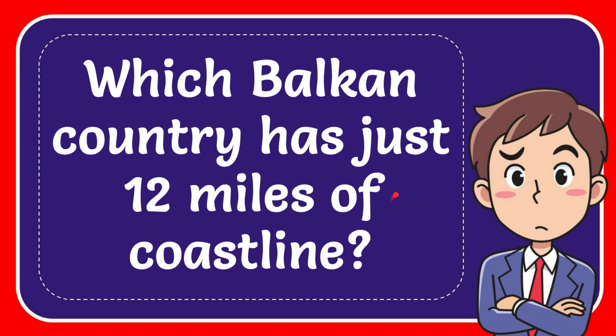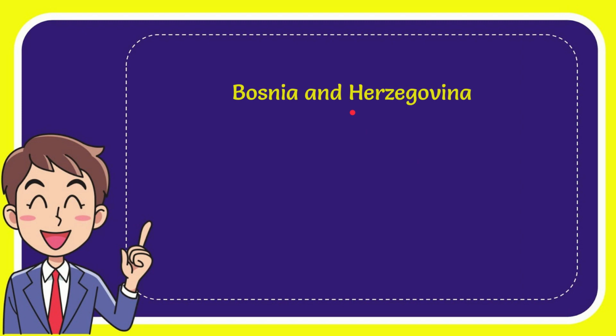In this video, I'm going to give you the answer for this question. The question is, which Balkan country has just 12 miles of coastline? Now I'll give you a list of the options, and here is a list of the options. Bosnia and Herzegovina, Albania, Slovenia, and the very last option is Montenegro.